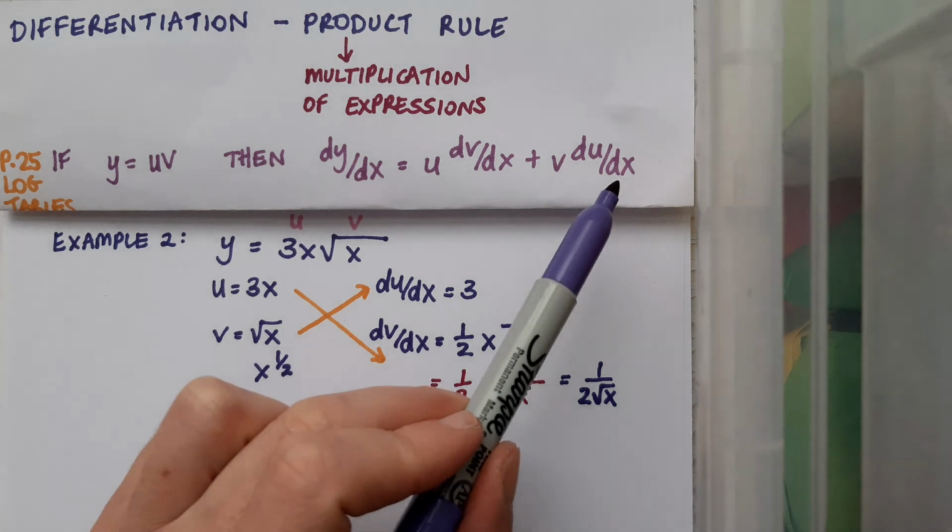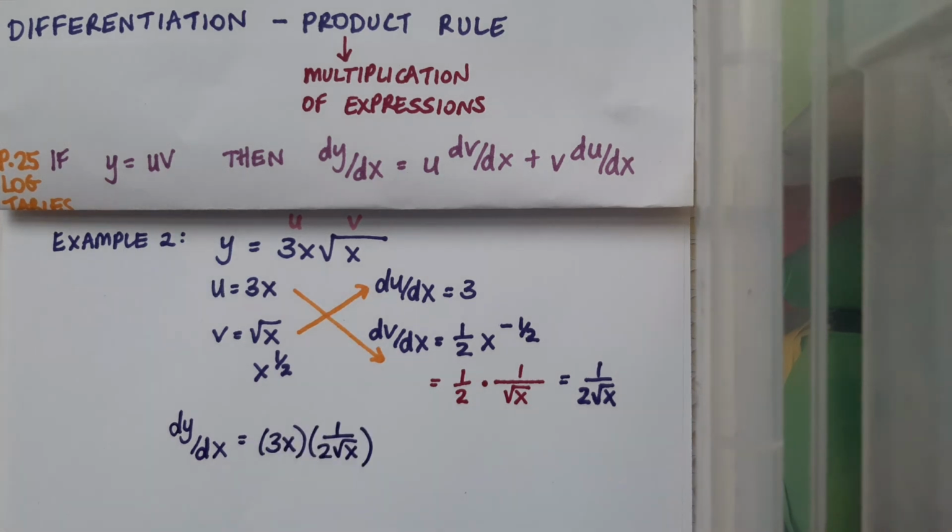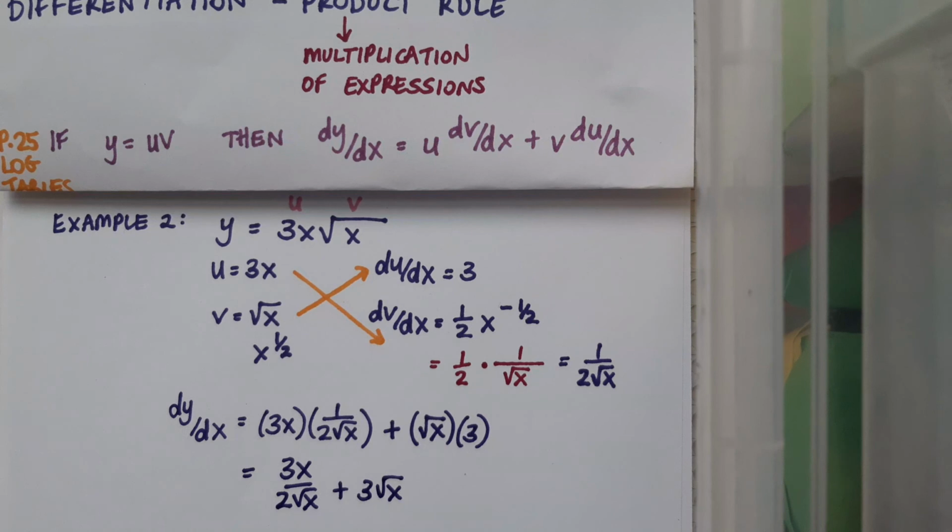There's my formula again: dy/dx equals u dv/dx plus v du/dx. So I'll fill that in. It's going to be 3x times 1 over 2 root x plus root x multiplied by 3. And again, I'm not strictly required to go any further unless the question asks me to, but there isn't an awful lot to do in this case. So it's just as easy to multiply it out. And in that case, my answer would be 3x over 2 root x plus 3 root x.